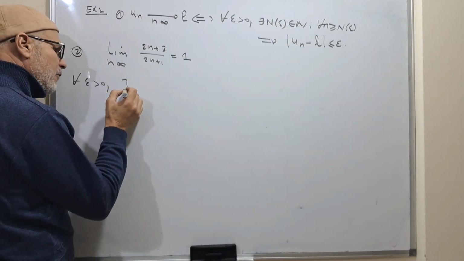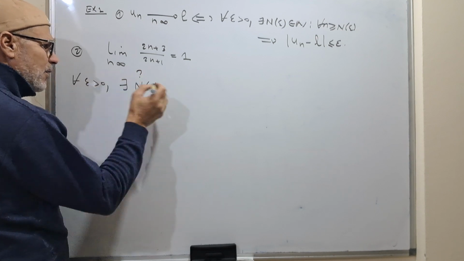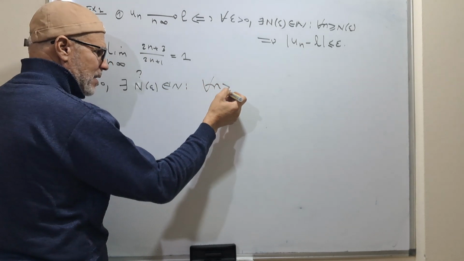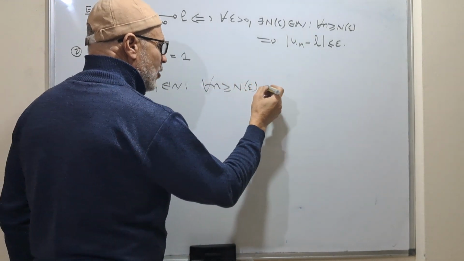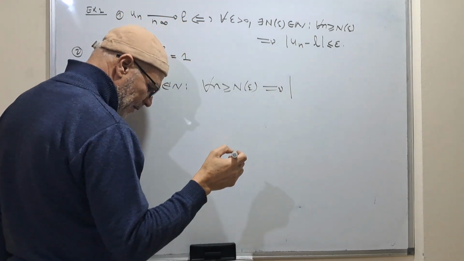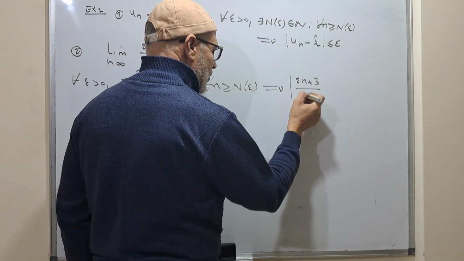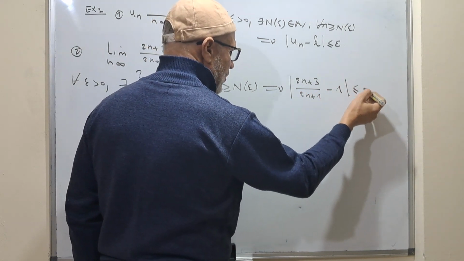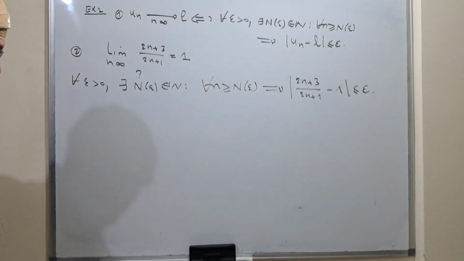Does there exist a rank from N, such that starting from this rank, one has the absolute value of the difference between (2n plus 3) over (2n plus 1) and 1 less than or equal to epsilon?